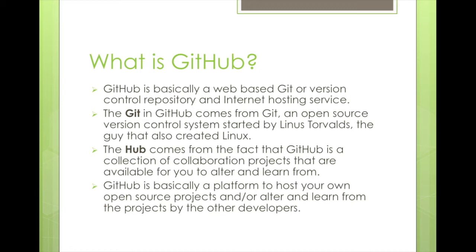Now, the second part of the word is hub. Hub generally means a collection. So, hub comes from the fact that GitHub is a collection of collaboration projects that are available for you to alter and learn from. GitHub is basically a platform to host your own open source projects and/or alter the projects or learn from the projects by the other developers.